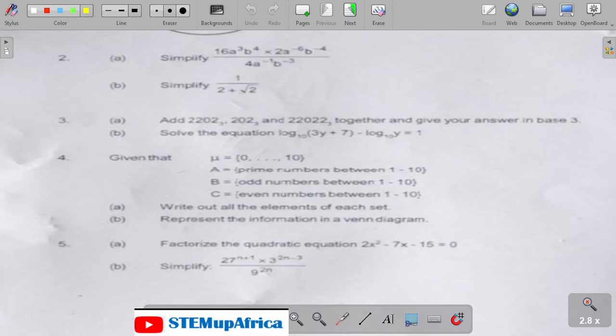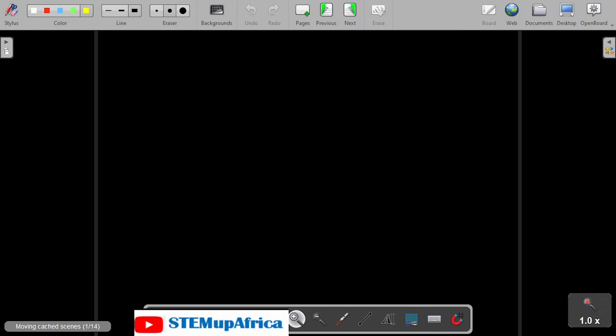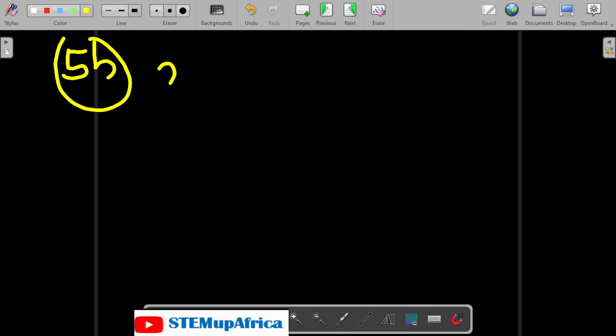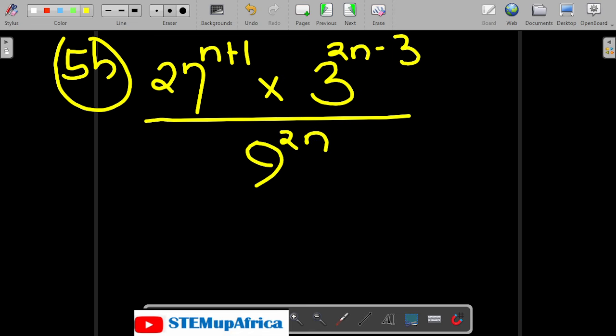So 5b says we should simplify. This is indices. Let me check if this is a plus or minus sign. Okay, that should be plus, 27 raised to power. So I'm with 5b now. We should simplify 27^(n+1) times 3^(2n-3) over 9^(2n).